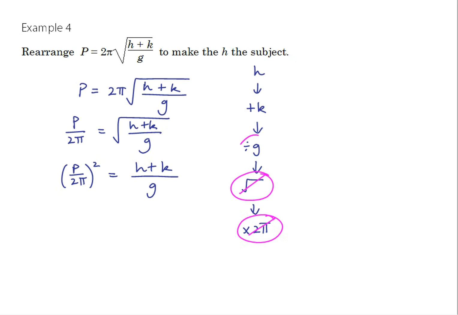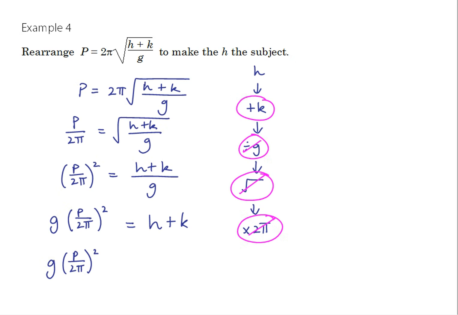Now we need to do the opposite of dividing by g, so we want to multiply both sides by g. So we're going to get g times p over 2 pi squared equals h plus k. And so we've dealt with that. And so the last thing we need to do is deal with this plus k. So we want to subtract k from both sides. So g times p over 2 pi squared minus k is equal to h. So you want to write h as the subject.